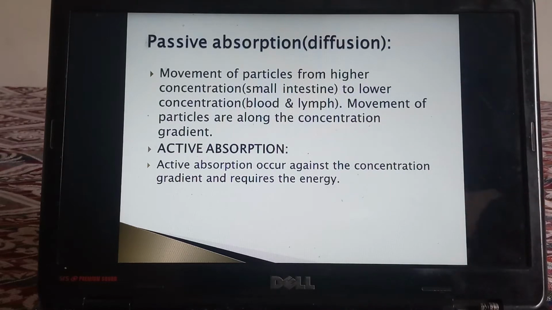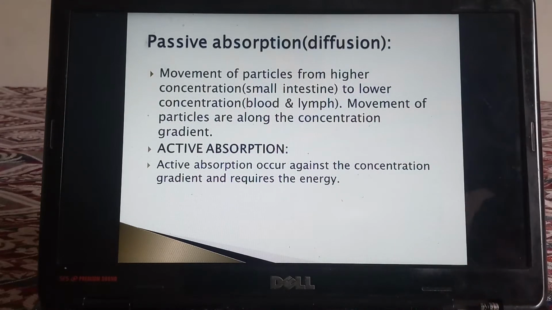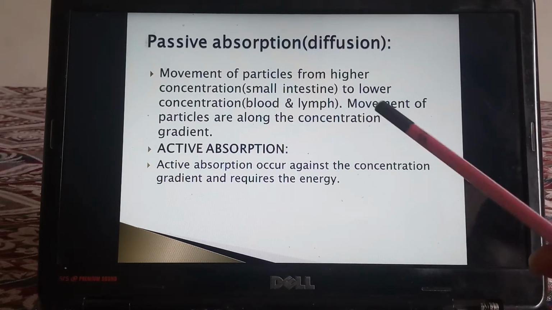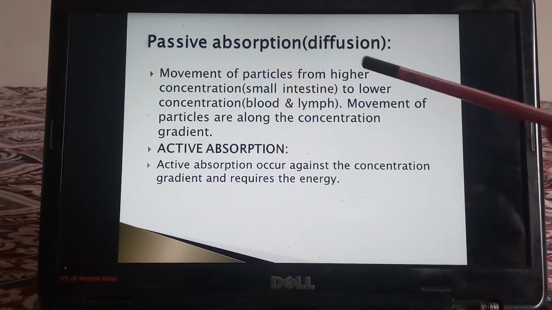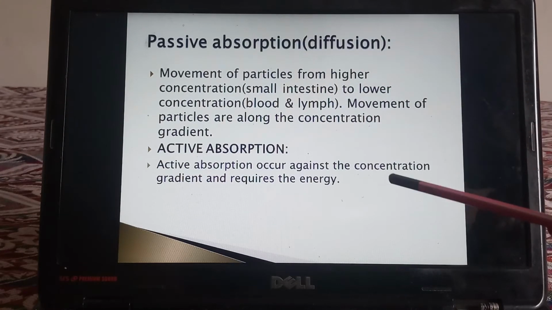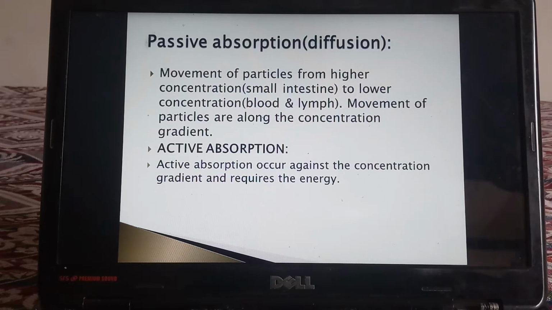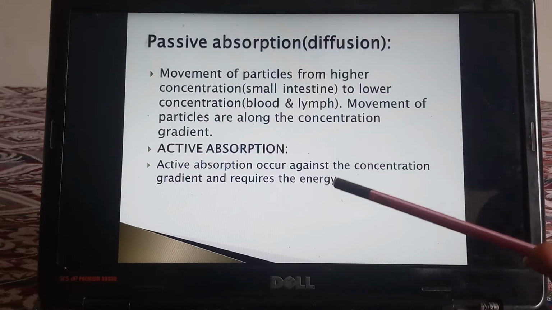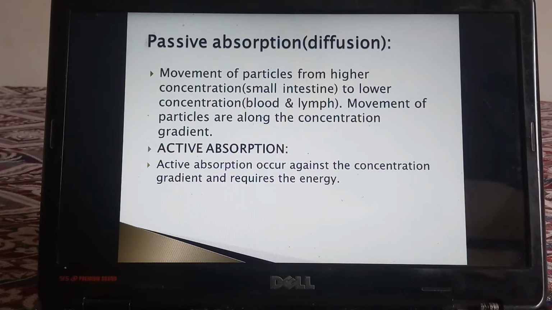Second one is the active absorption. In active absorption, the absorption occurs against the concentration gradient. It means in this case the absorption is occurring from lower to higher, whereas there it was from higher to lower. So when we have to absorb something from the lower to the higher concentration, definitely we have to apply some energy. So in case of active absorption, we need to apply some energy.